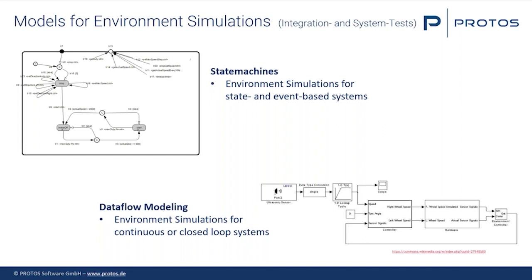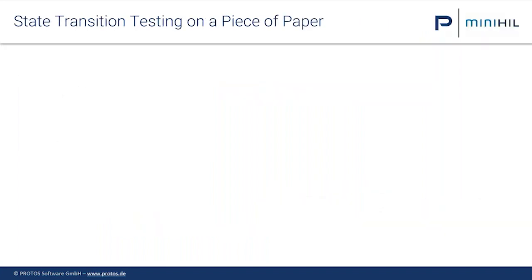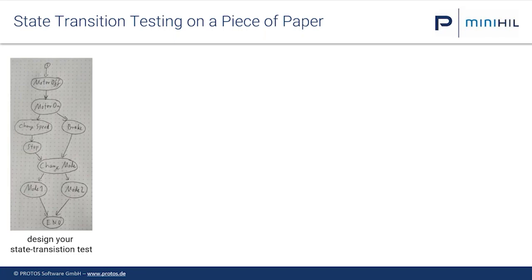So now we have models for environment simulation, and we have models for describing test cases. By the way, there are many more approaches to model-based testing. I can only give you a couple of examples here. Now let's have a closer look at state transition testing. We start with a piece of paper. So you can actually use it on a piece of paper and derive test cases there. So you design the expected black box behavior of your system under test as a state transition diagram.